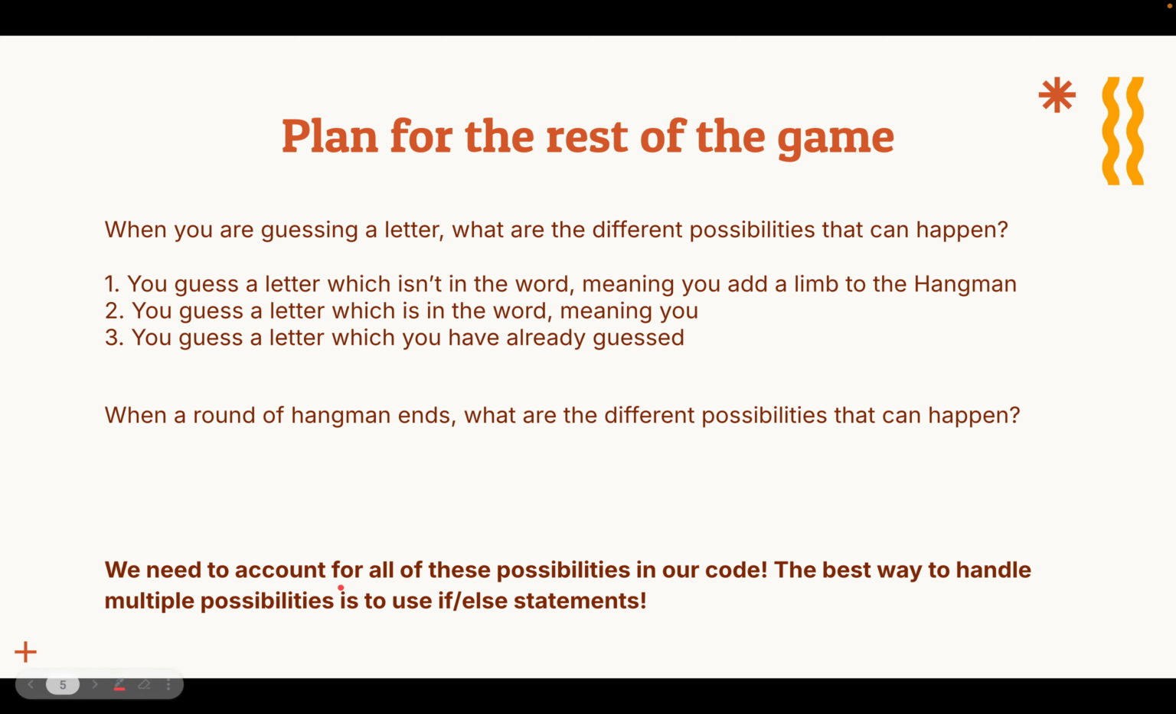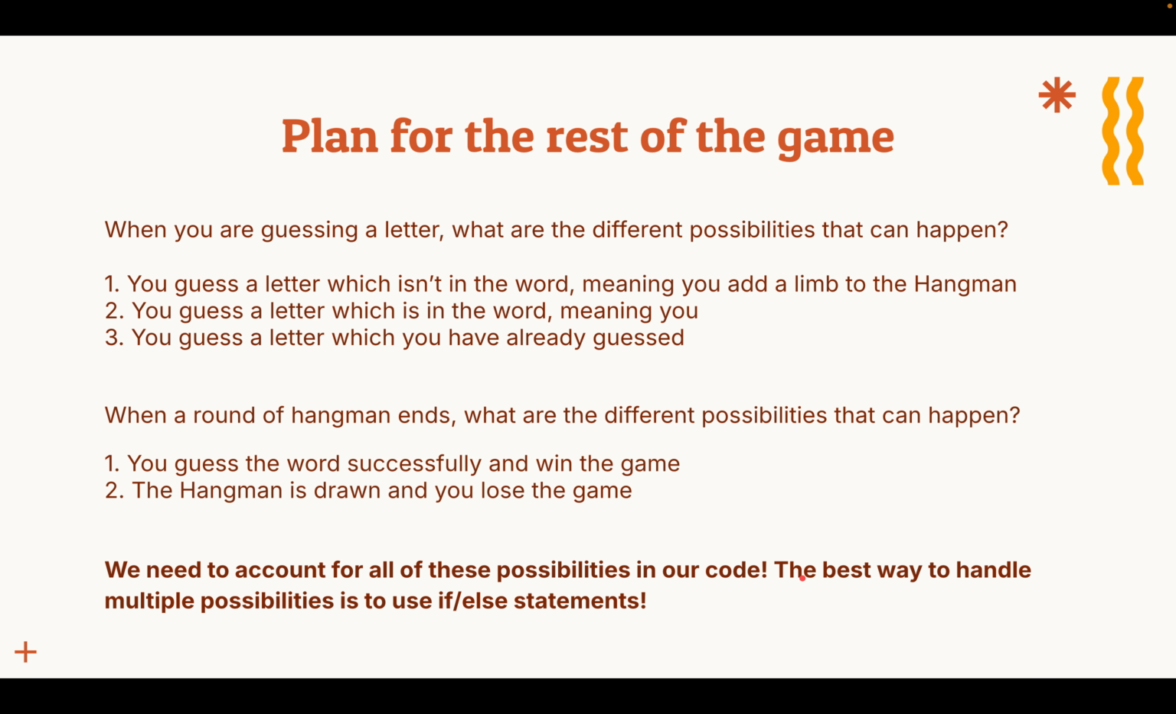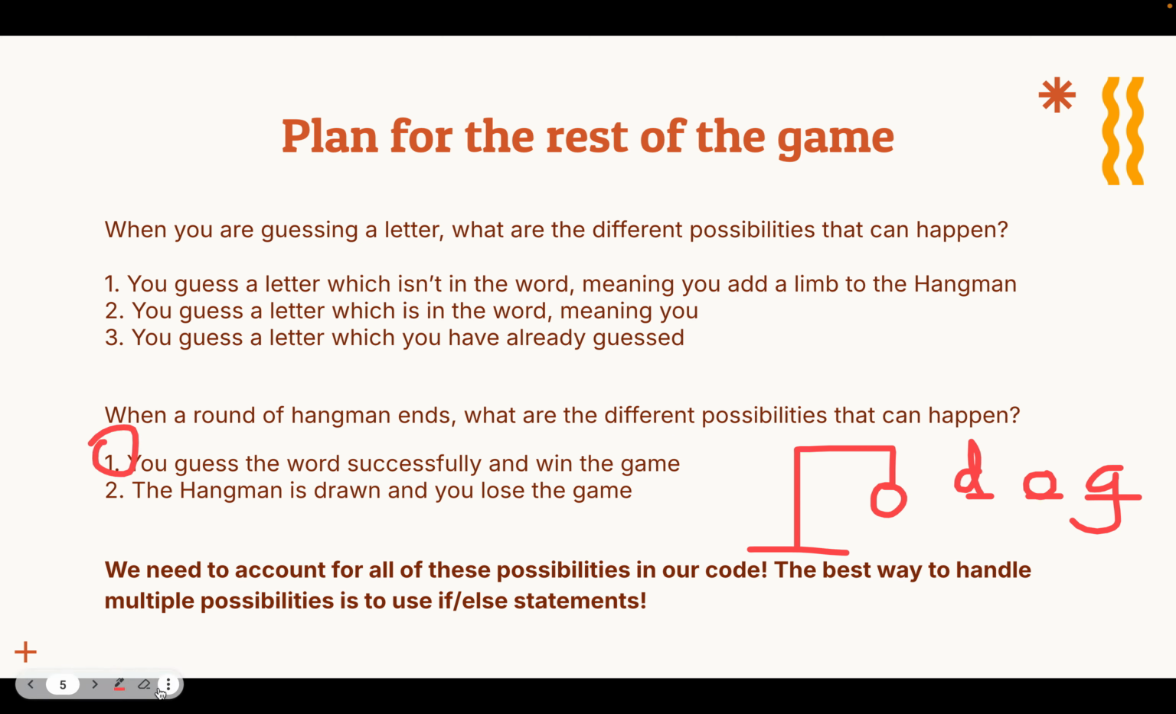Okay, assuming you guys paused the video, let's look at the answers. There's only 2 possibilities. So the first possibility is, let's say that it's the 3-letter word again. And let's say I'm over here and I'm like, okay, I'm going to guess G. And I get it right. So you have officially won the game if you get to the stage, right? So that is the first possibility. You guess the word successfully and you win the game.